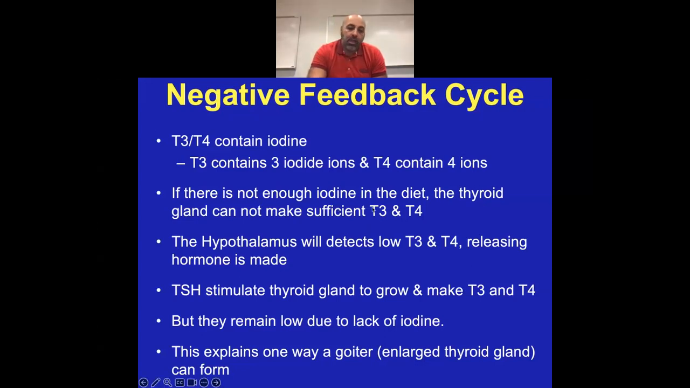So if there's not enough iodine, not enough T3, T4 will be produced. Hypothalamus will release the releasing hormone. That'll stimulate the pituitary to release TSH. That'll stimulate the thyroid and make T3, T4. Okay? And then there's the goiter if we can't raise it.